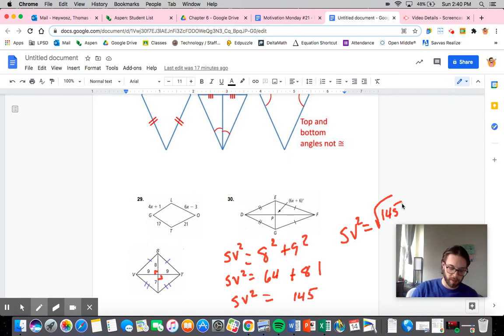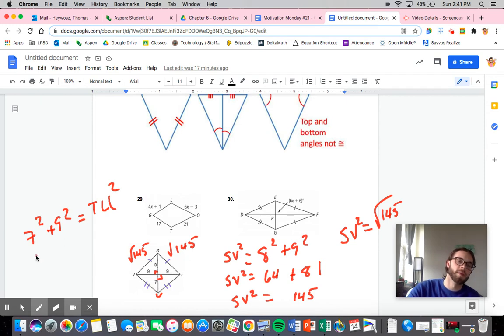Well, let's ask ourselves, is there anything I can do with the 145? 145 divided by 5 is 29, so I actually have to leave that alone. Now, if this is the square root of 145, this is the square root of 145. All right. Now this one, we have 7 and 9. So 7 squared plus 9 squared is equal to TU squared. Okay, so that would be 49 plus 81 is equal to TU squared.